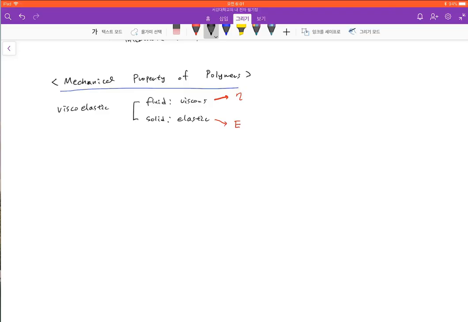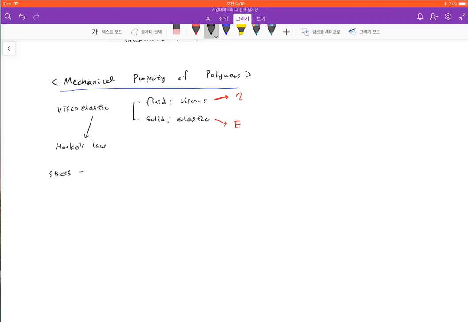All right. So let's cover the mechanical property. Polymers exhibit viscoelasticity. So basically they exhibit both viscous behavior or viscosity and also elastic behavior. For example, if it is elastic, you can imagine a rubber. So we can express it using Hooke's law, like a spring.